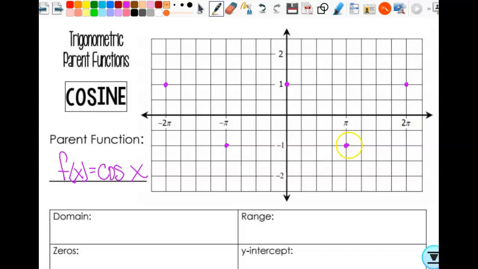And then where is cosine 0? Pi over 2 and negative pi over 2 and 3 pi over 2. Exactly.